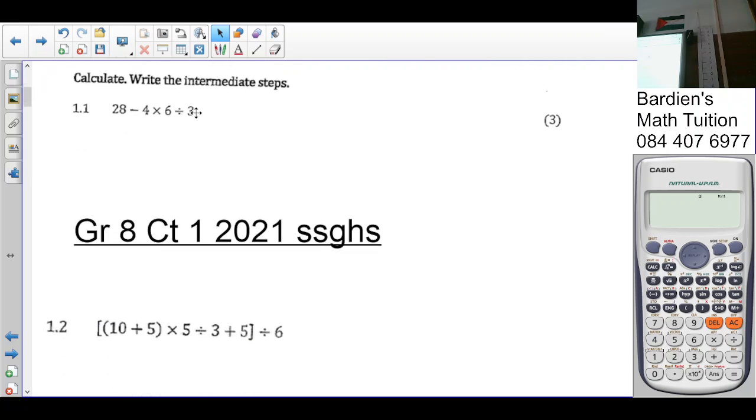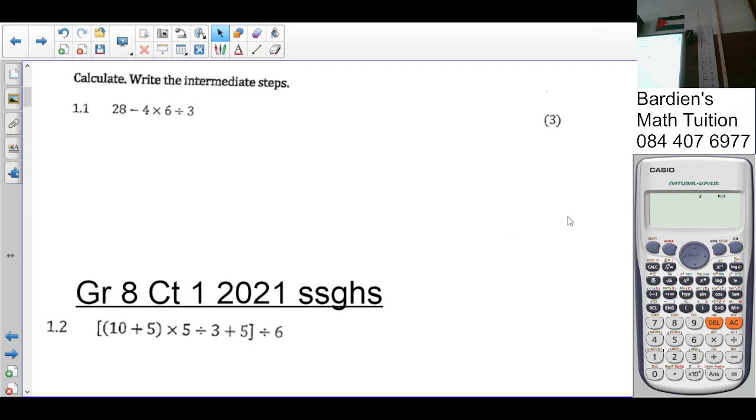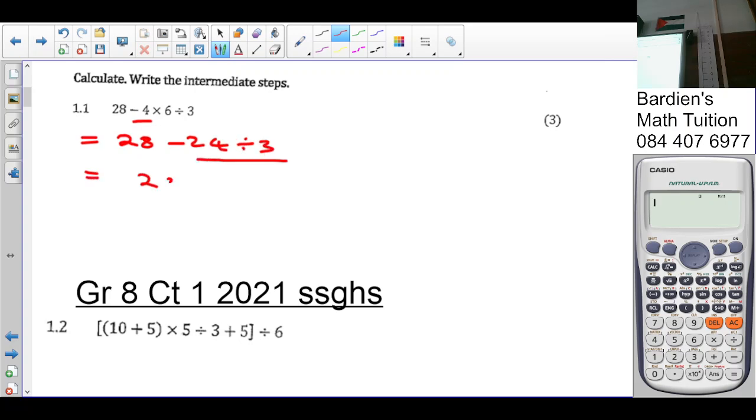Alright, so the question says calculate, write the intermediate steps. In question 1.1, you got 28 minus 4 times 6 divided by 3. So what needs to be done first here? Division with the multiplication. So it's going to be 28 minus 4 times 6 is 24 divided by 3. Now what needs to be done? Division. So it's 28 minus 24 divided by 3 is 8. And 28 minus 8 is?